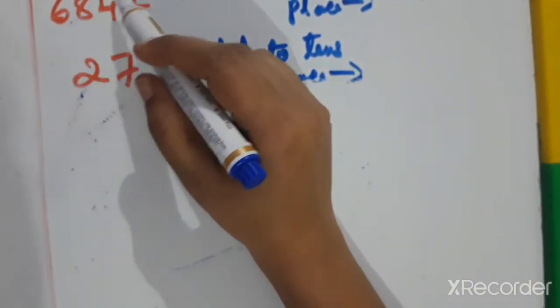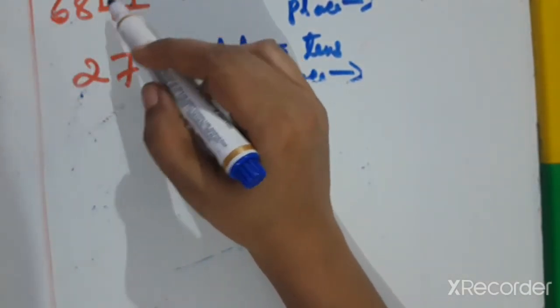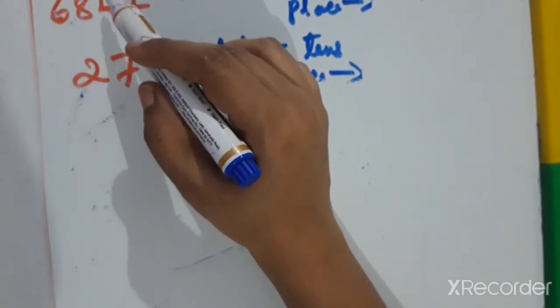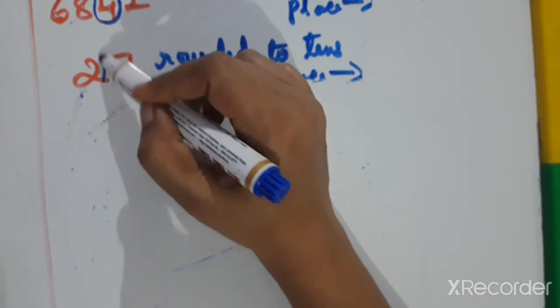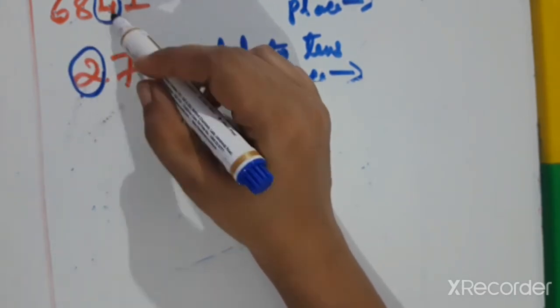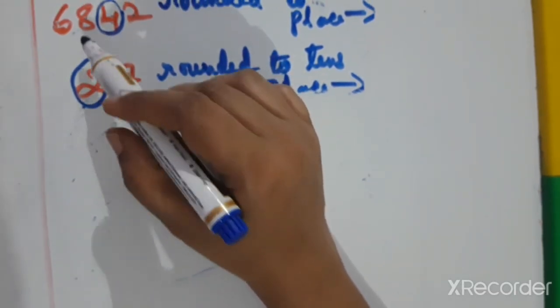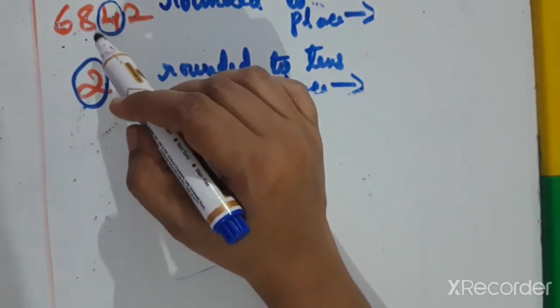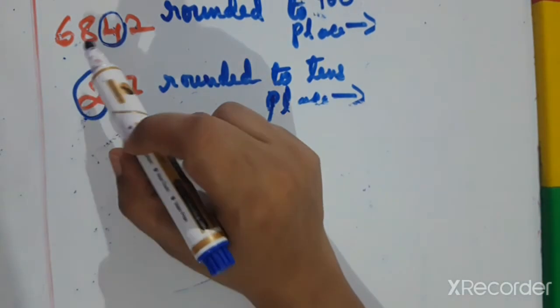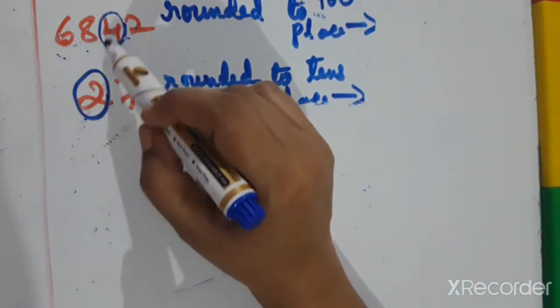Now the ninth one, 6842 divided by 27. Here we can round off at any place: ones, tens, hundreds, or thousands. I am rounding off to the tens place, since 4 and 2 are in the same place. We can round off anywhere, because we are applying the general rule. There is no fixed rule. First we can round off to any place.